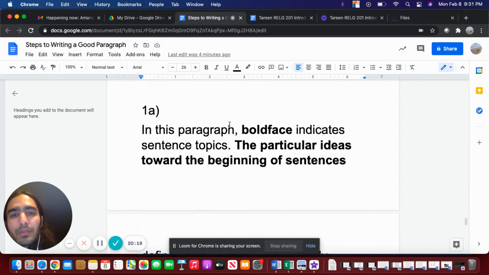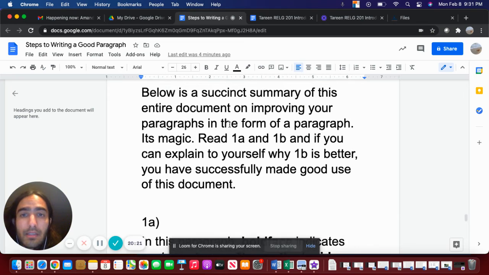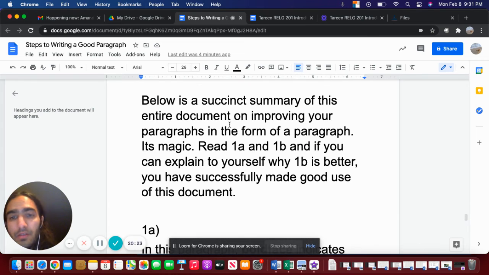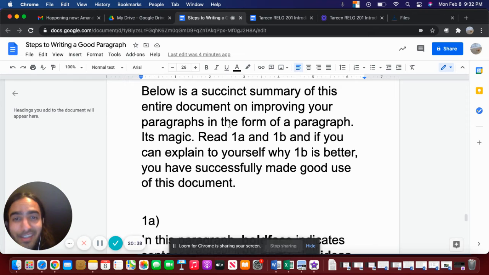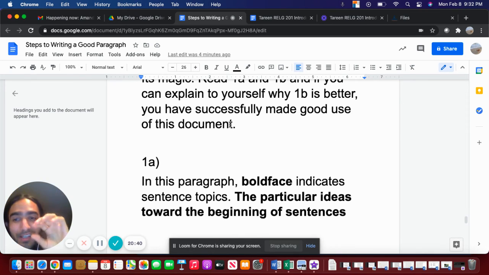And there are some examples of that. And then this is where I think this paragraph is just really beautifully done. This is the paragraph which summarizes all the main principles in this document on how to write a paragraph. So kind of like a double point here, it's like magic. Basically, you read a paragraph that is telling you how to write a paragraph.